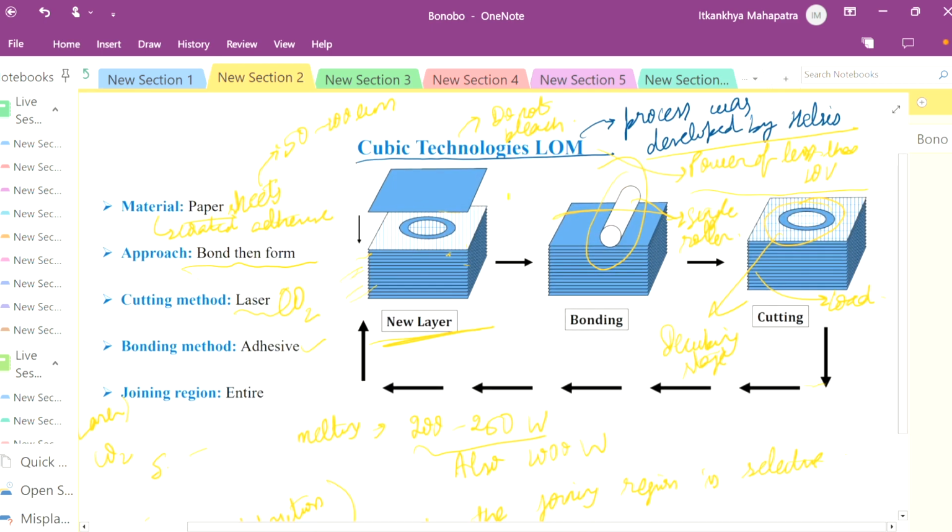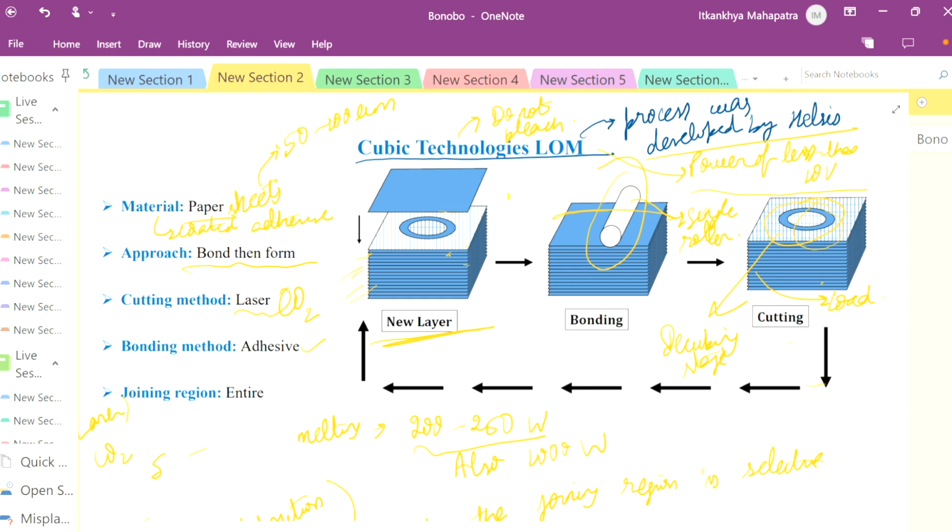One more thing: the three major questions which arise from this process are, first, what type of approach you are using, and second, support material. How do we remove the support material? Support material is removed in the decubing stage, where we can see our final product. The third question is raw material, which is nothing but paper. So these are the three major questions which are important for this method.